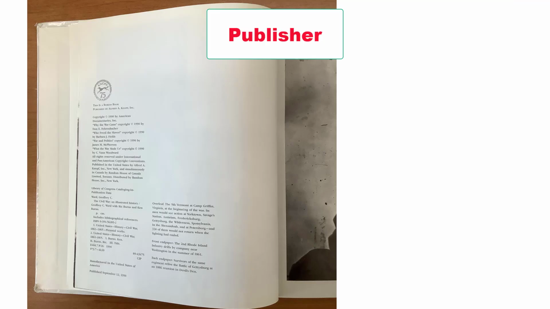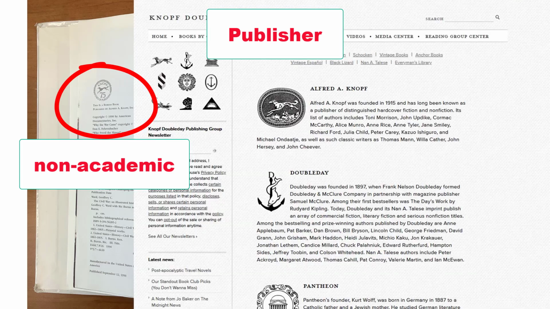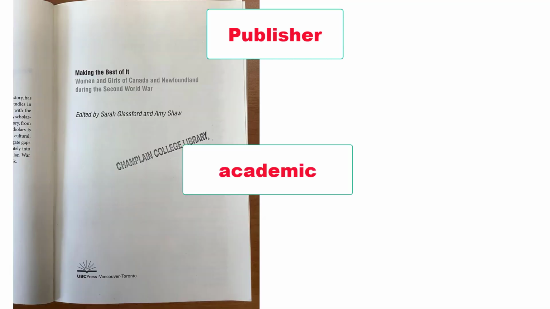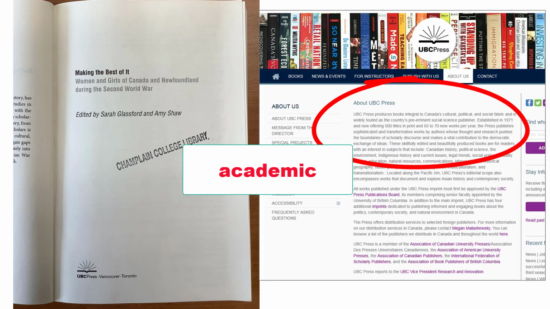Second, let's look at the publisher, the company putting out the book. This book is published by Alfred A. Knopf, a general interest publisher that publishes fiction as well as some nonfiction for a general audience. This book is published by UBC Press, that's University of British Columbia Press. A university press is a publisher that is affiliated with a university and usually publishes only academic books.